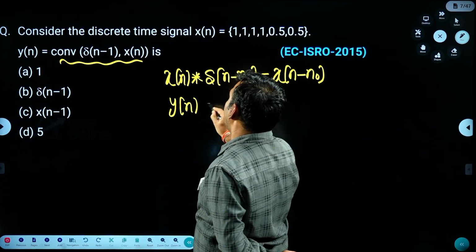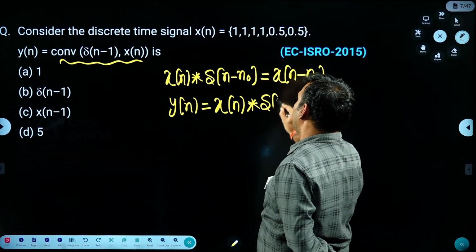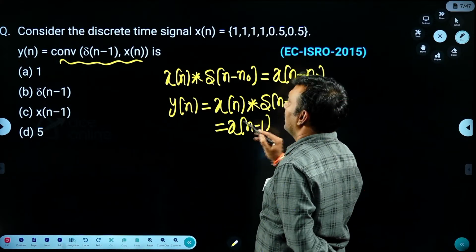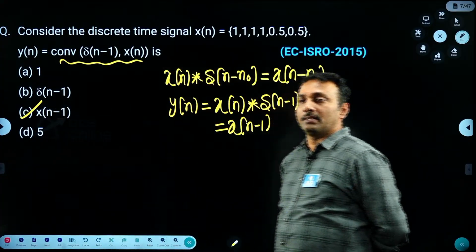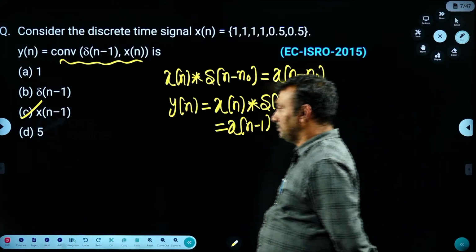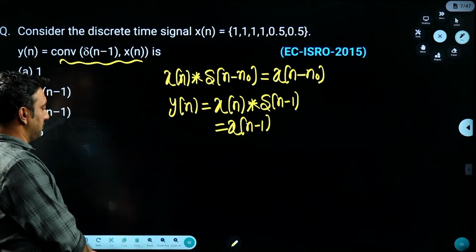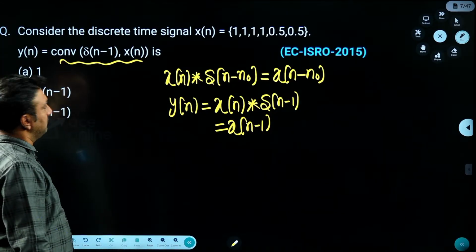In the question it is stated y of n is x of n convolved with delta of n minus 1. The answer is simply x of n minus 1, based on the convolution property of the impulse function. Very simple model.